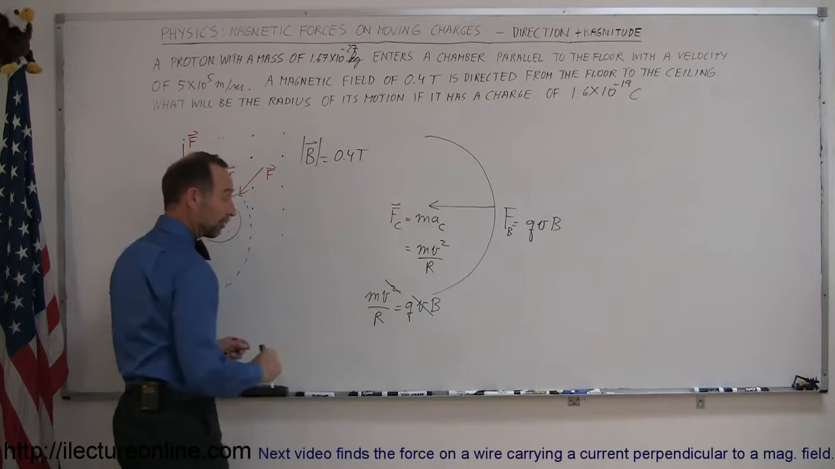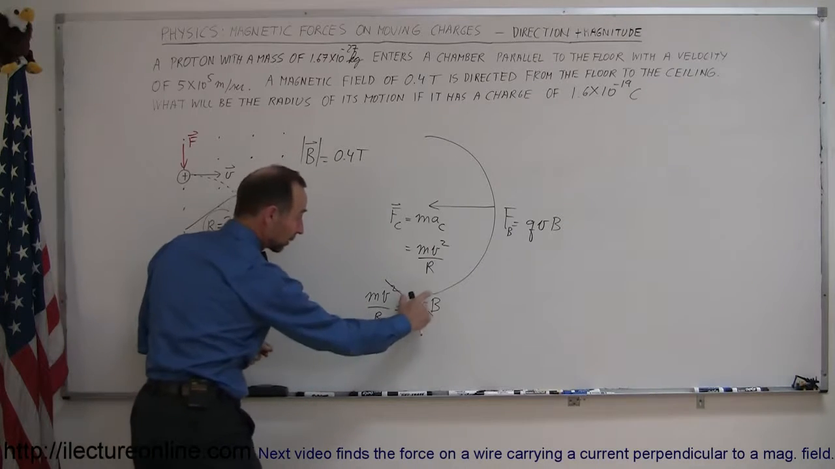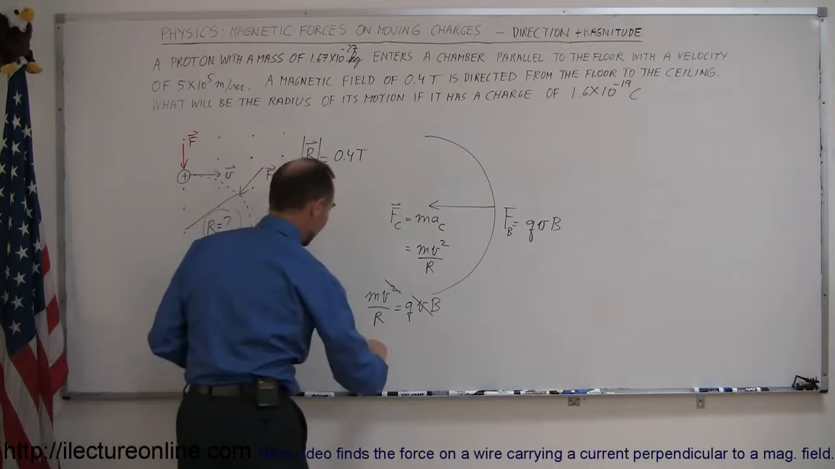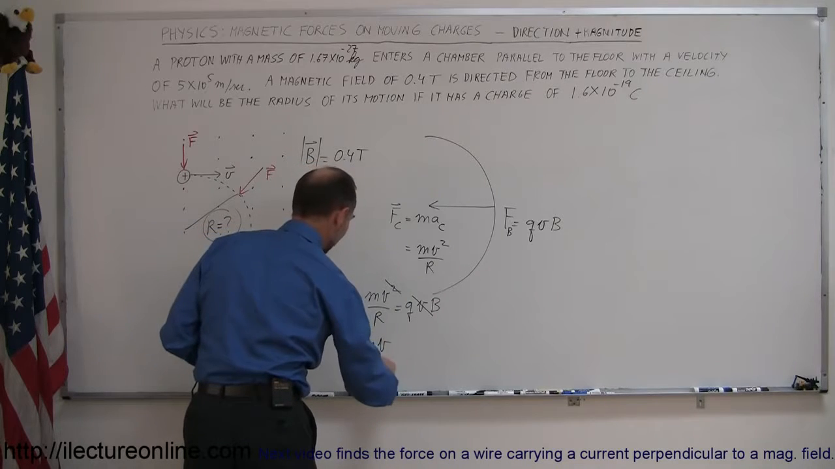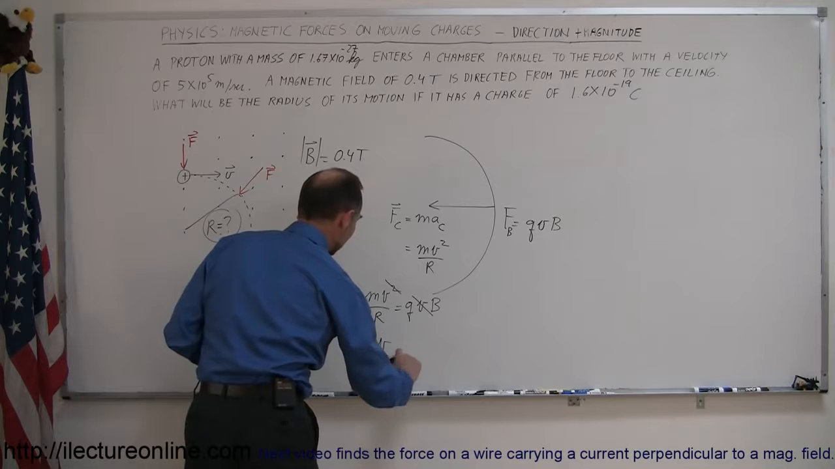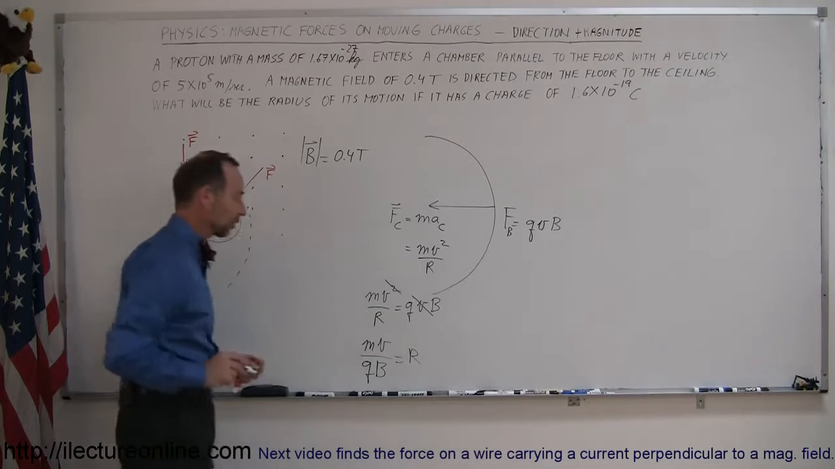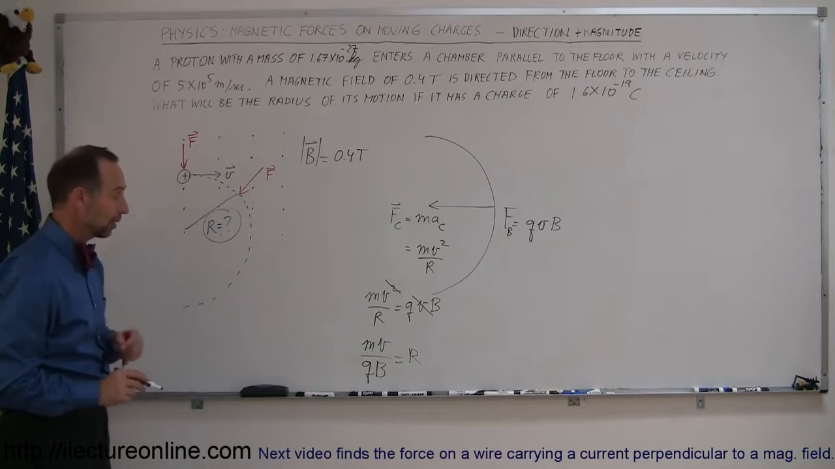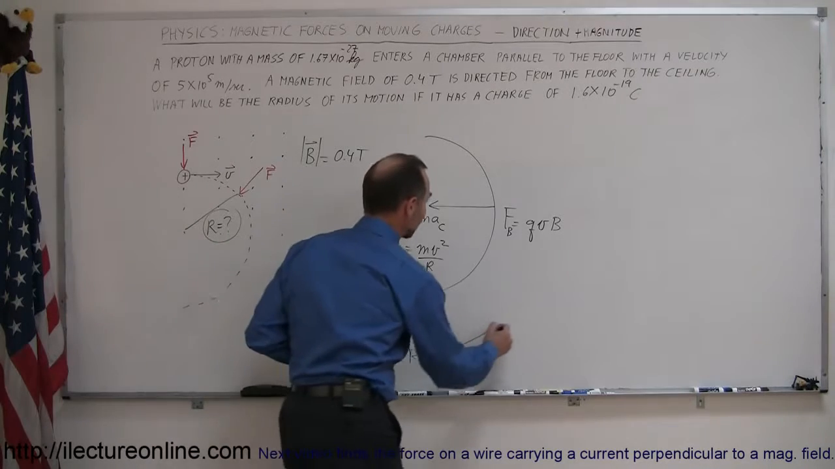And then solving this equation for r, you can see that we can move the r up here and the qB down here. So we can write that m times v divided by q times B is equal to the radius of that circular motion. Then all we have to do is plug in the numbers for those values, and we get the radius.